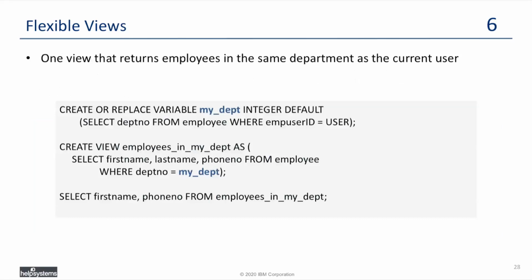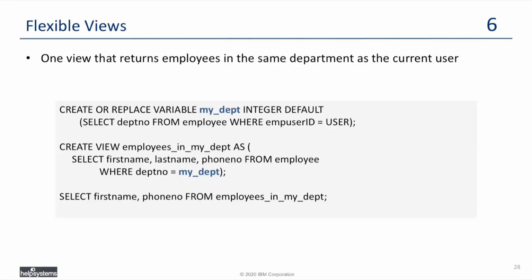What's an example of this? Well, we see it on the screen in front of us. Create or replace variable will create a variable named my_department. It's an integer, and it has a default value. The default value is an expression, which in this case is a query, which will do a lookup in the employee table, finding the department number. What department number will it find? Well, the department number that corresponds to the current user of the variable. So we can assign that, more or less hidden from view, pardon the pun, by utilizing this global variable.